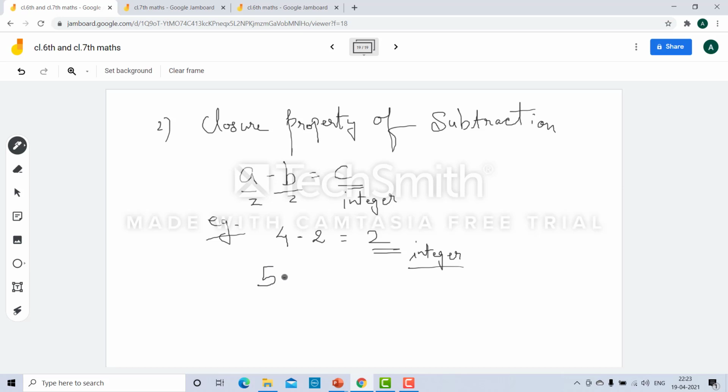Let us take a negative integer, children. Now, 5 minus of minus 3. Here two subtraction signs are there, so it will get converted to a plus operation. So, we will get 8. So, children, 5 was an integer, minus 3 was an integer, and the result 8 is also an integer, children. So, this is the closure property of subtraction for integers.